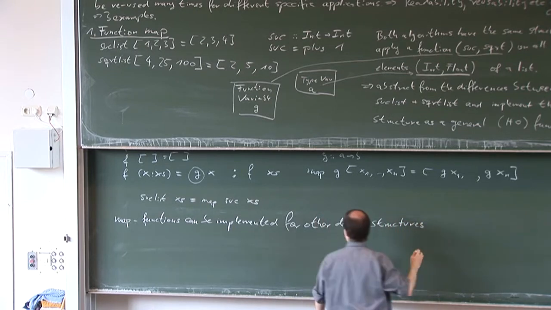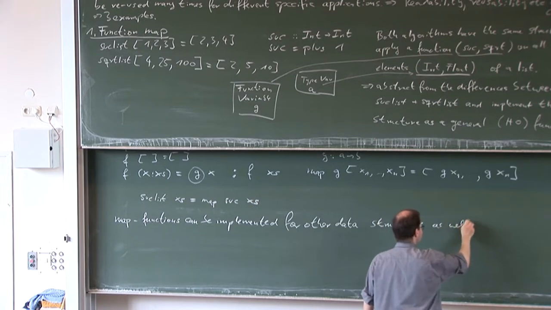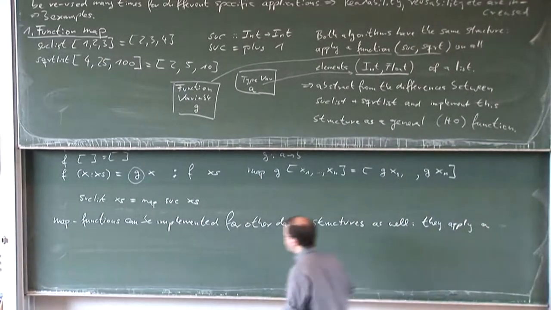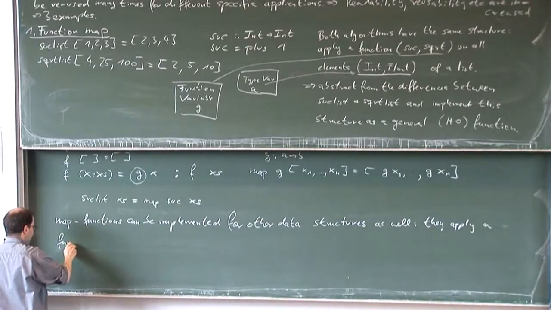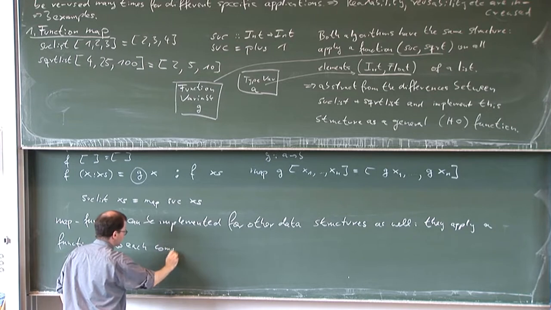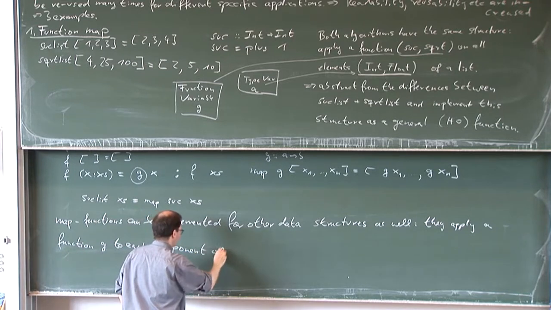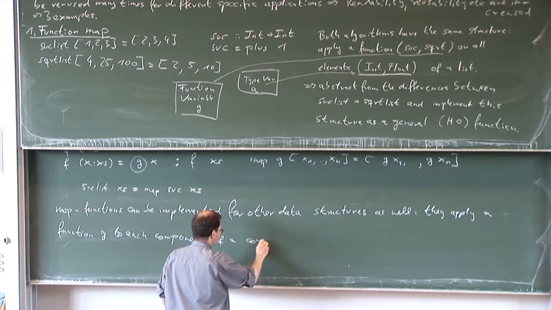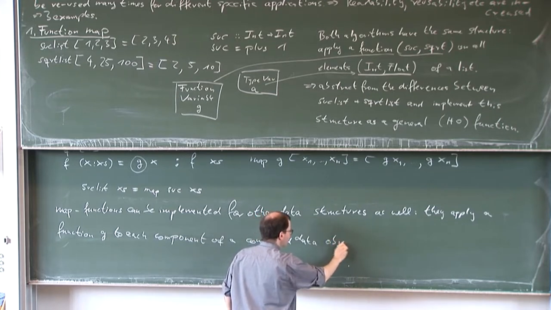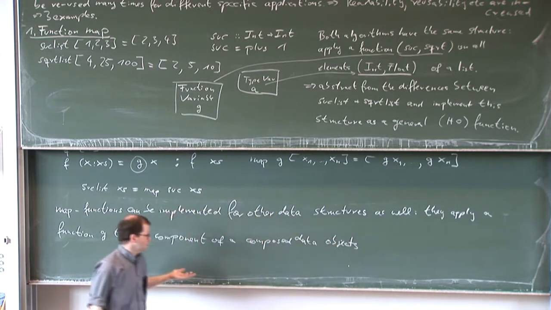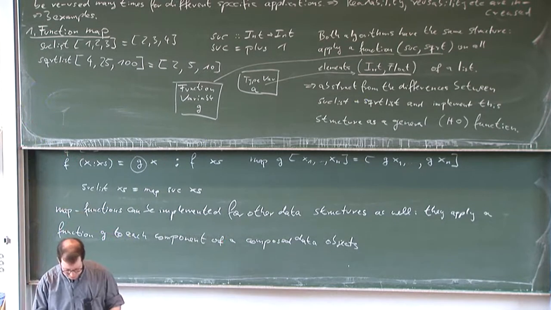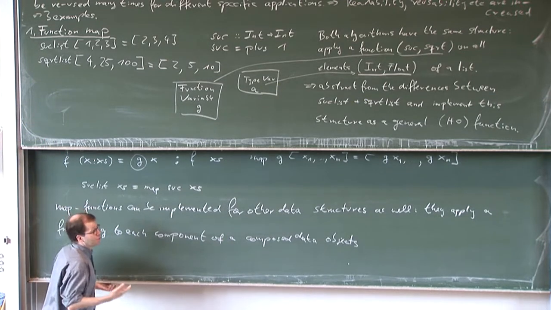And the general idea is always they apply a certain function, a function g, to each component of a composed data object. So something like a list which is composed out of elements. Here you would apply the function g to every element. And for trees you would apply it to every node. And so on.